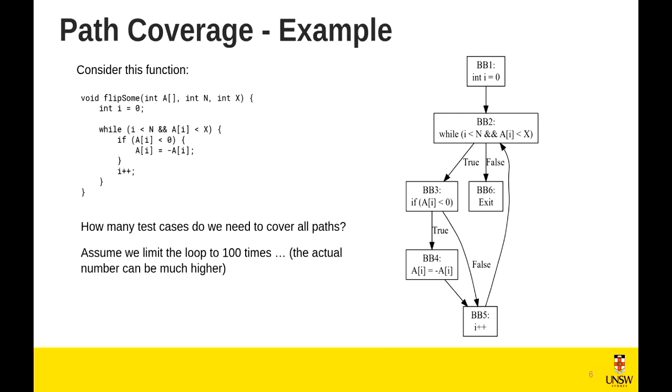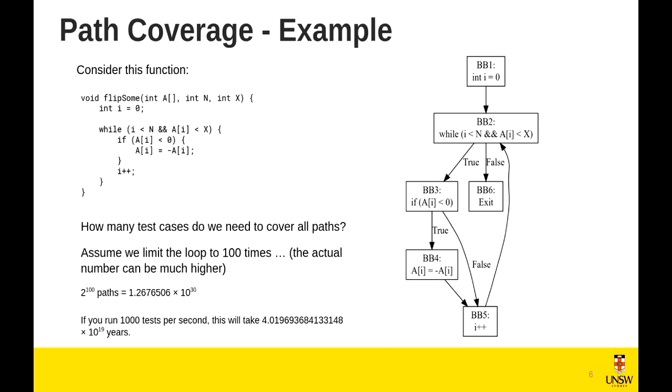4. I think you mentioned 4. Actually, we have 4 because we have one branch here. Every time we go through the loop, there will be 2 times more paths. So in the end, if we limit the loop to 100 times, we will have 2 to the power of 100 paths, and that is this number here.